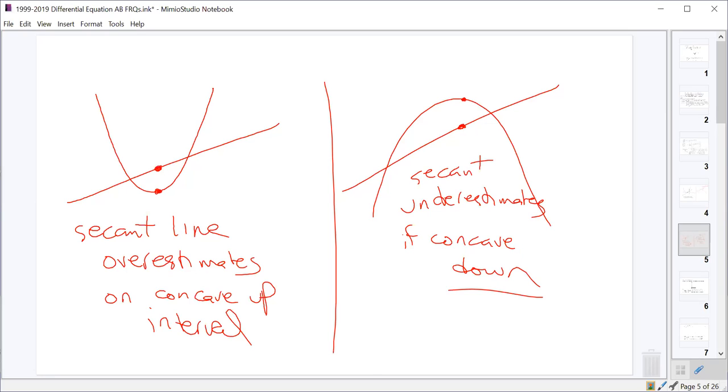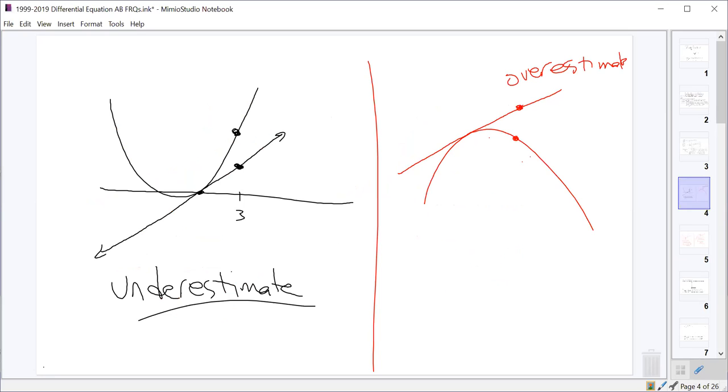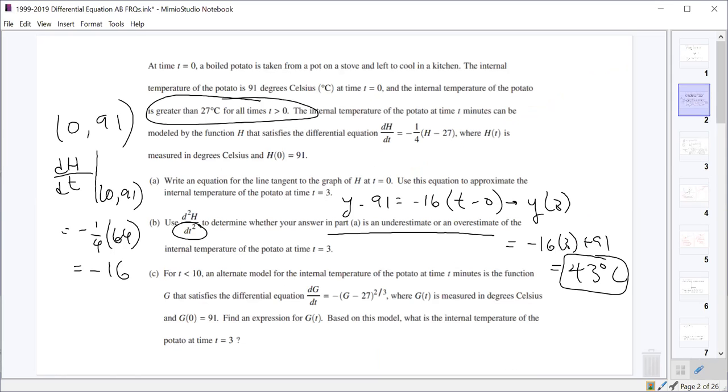So our question asked that we came up with concave up, and then we said it must be an underestimate, right? That's what we said first. Good or no? Yeah? Good? All right. So that's all of part B.